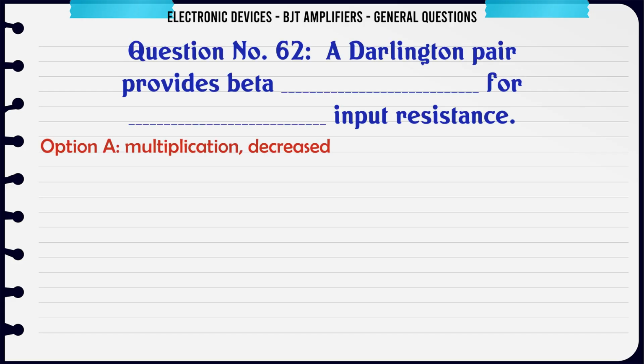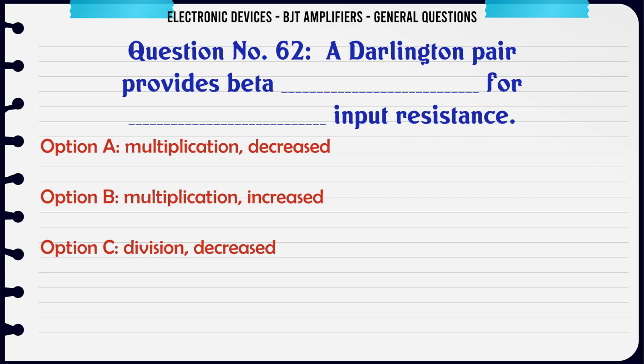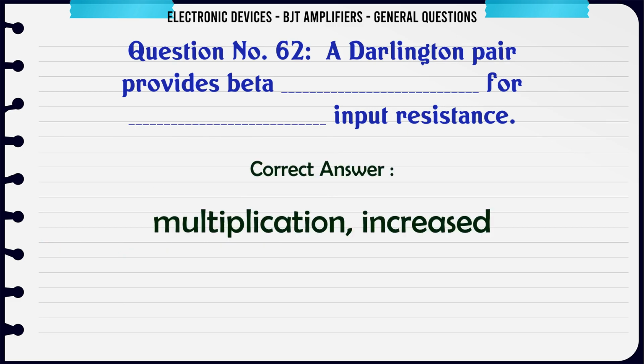A Darlington pair provides blank beta for blank input resistance. A. Multiplication, decreased. B. Multiplication, increased. C. Division, decreased. The correct answer is multiplication, increased.